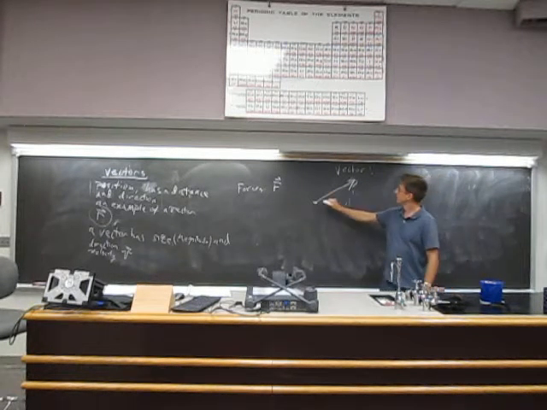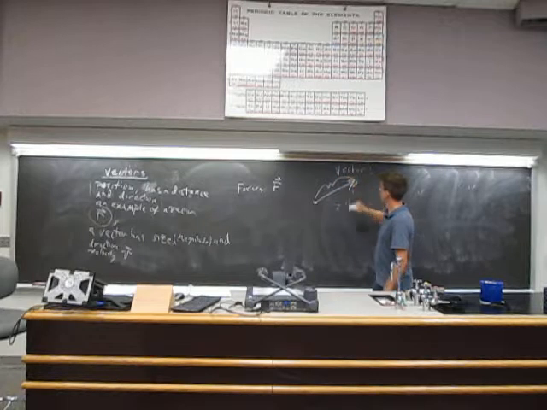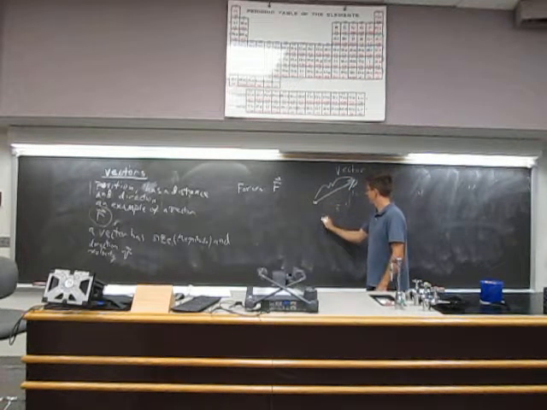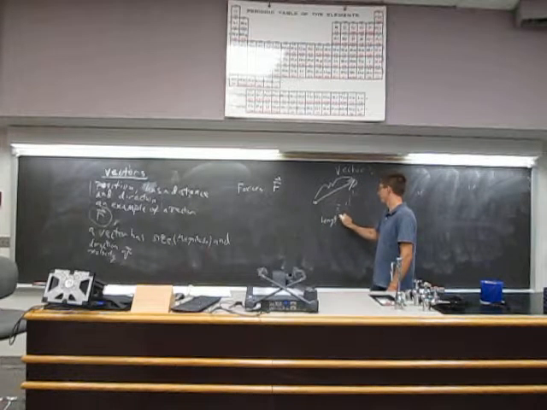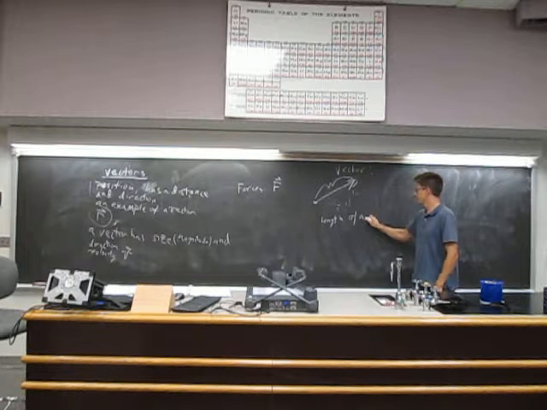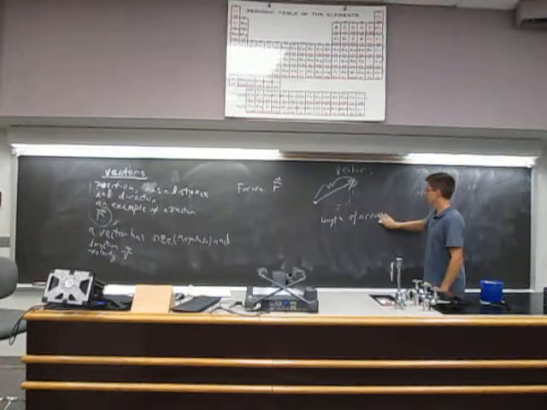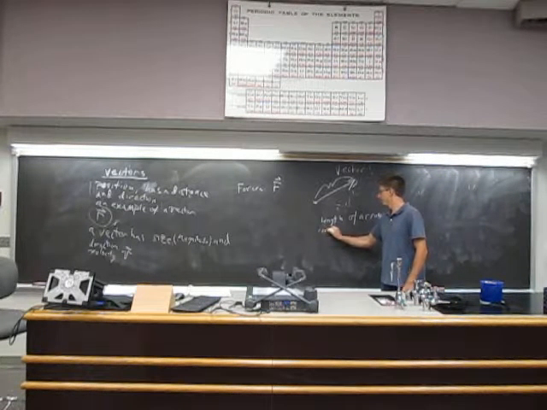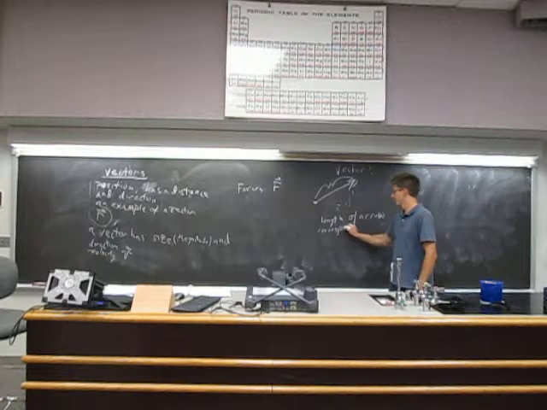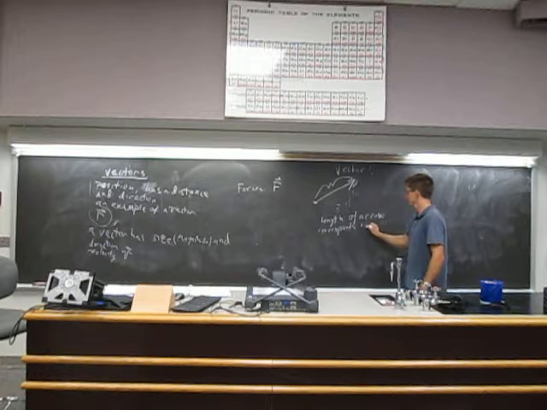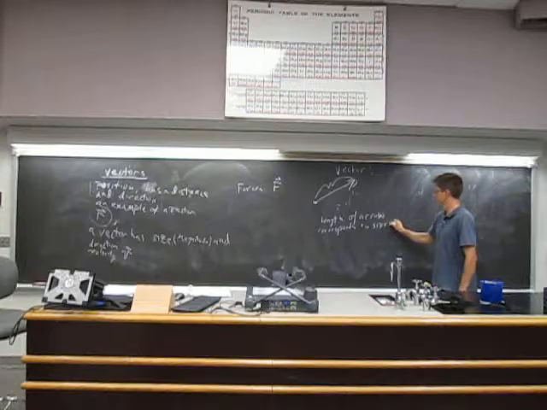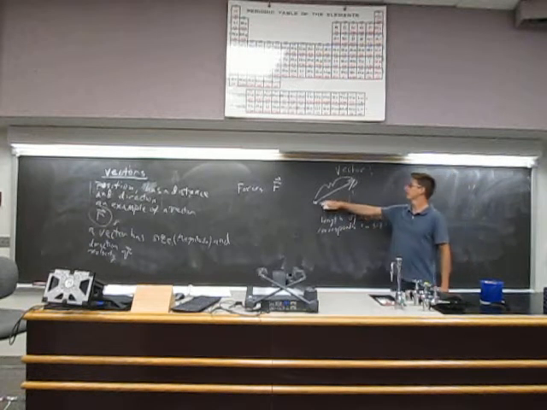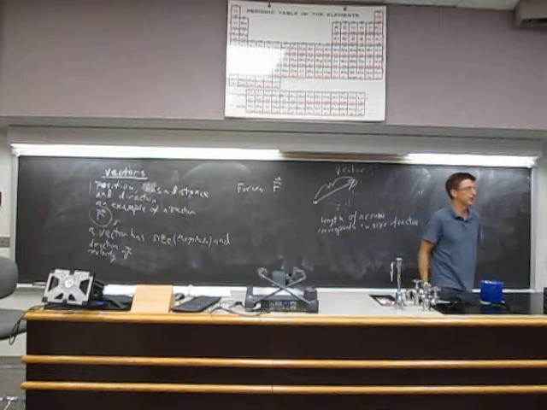The length of this arrow, I'll call the size of the vector. So the length of the arrow corresponds to the size of the vector. And the direction of the arrow is the direction of the vector.